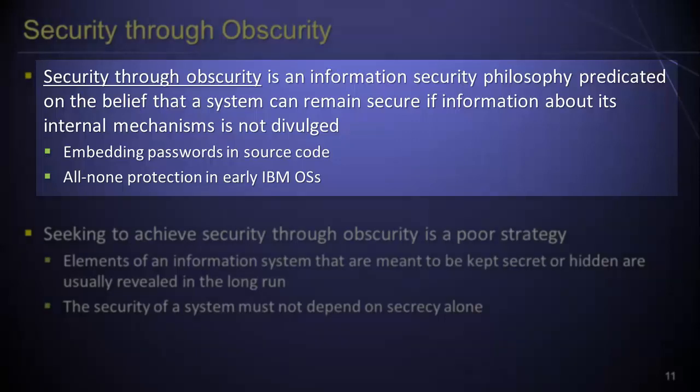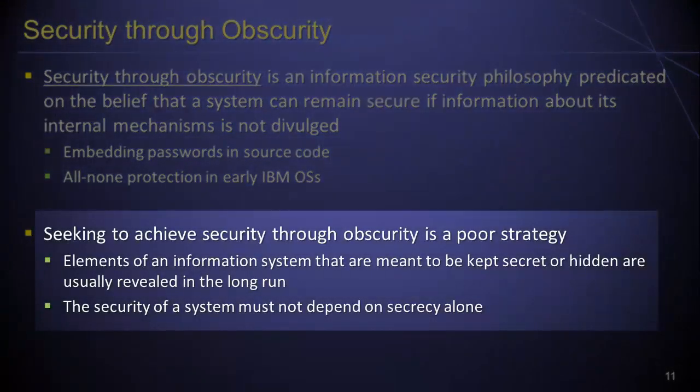In the modern era, most security experts agree that seeking to achieve security through obscurity is a poor strategy. Elements of an information system that are meant to be kept secret or hidden will usually be revealed in the long run. And in the age of the internet, knowledge about such secret or hidden system components can spread around the globe almost instantly. The security of an information system must therefore not depend upon secrecy alone.